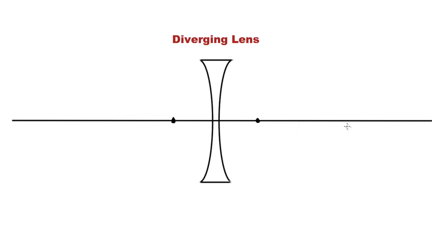All right, now for the diverging lens. So first thing I'm going to do is make an object. I'm going to make it way out here. I'm going to start way out here, draw myself an arrow, and let's construct our diagram.